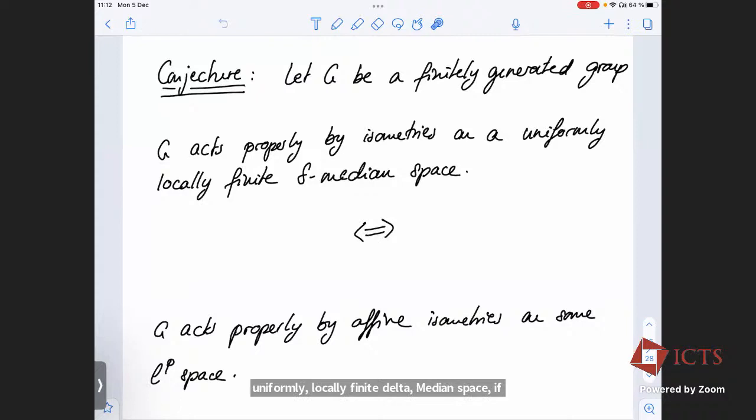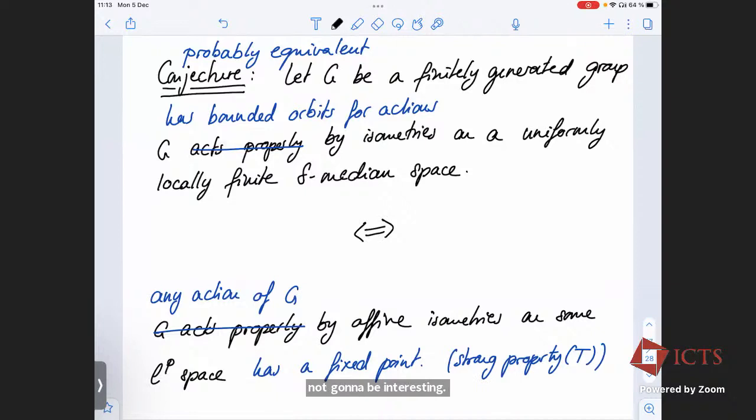So this is some Banach space for P. I should say P strictly less than infinity, because if you allow P equals infinity, I think there is a result that says any finitely generated group can act on L infinity. So that's not going to be interesting. And here is a probably equivalent conjecture. And maybe if you know Kazhdan's property T, that'll be a little bit closer to what you think about.